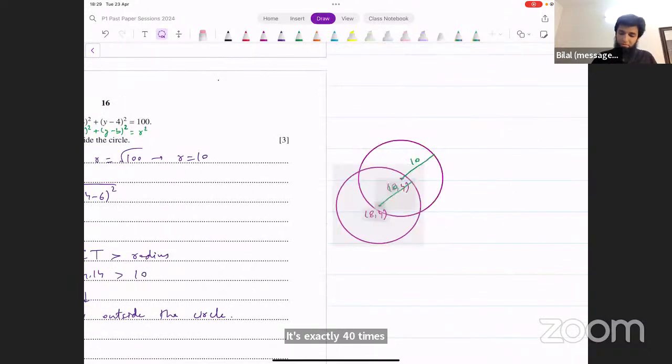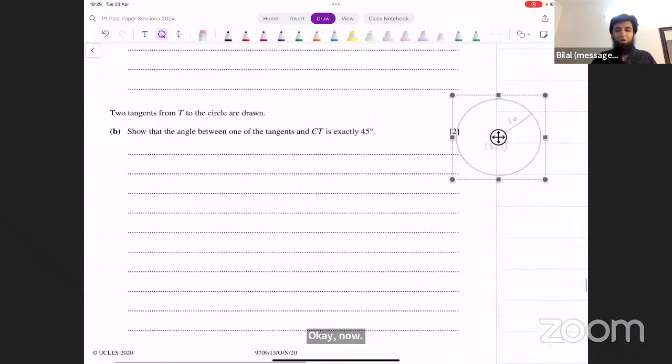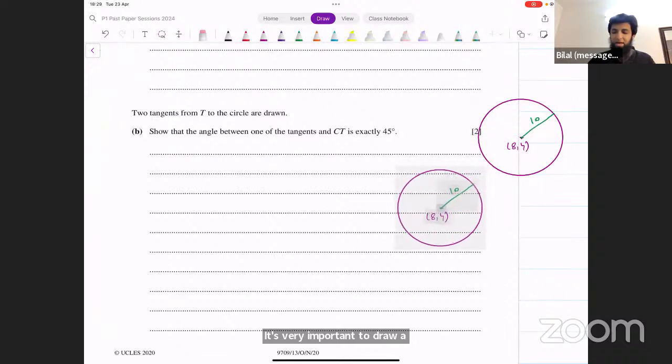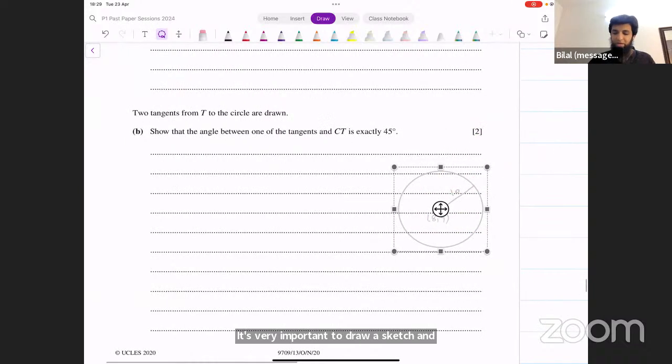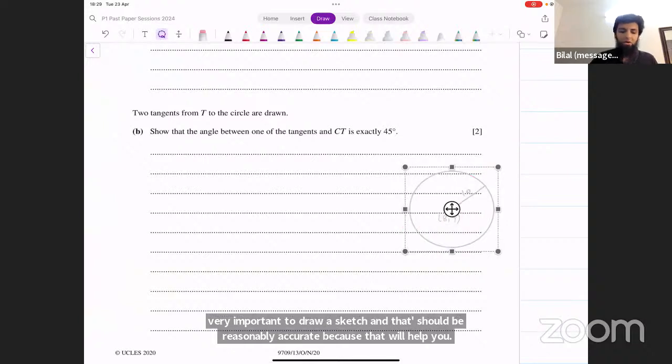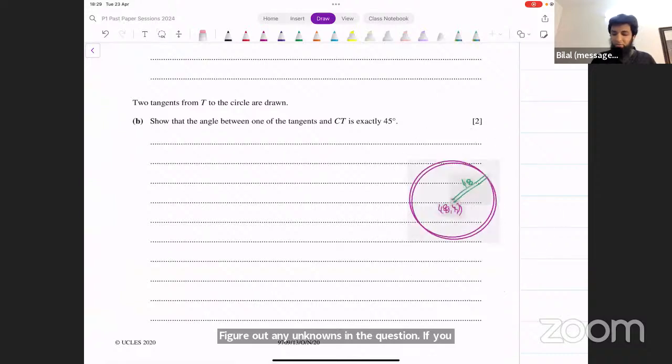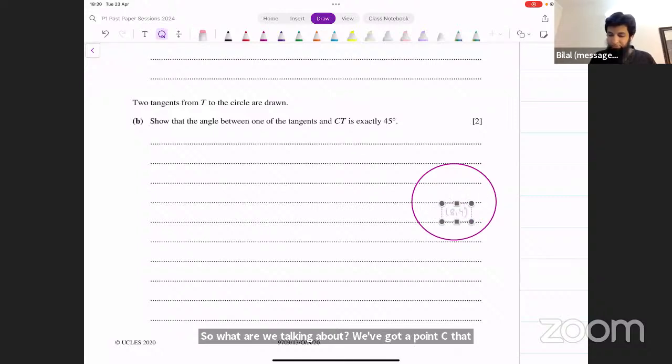Now, sketching is really important in problems like these, in circle equations questions. It's very important to draw a sketch, and that sketch should be reasonably accurate, because that will help you figure out any unknowns in the question. If you don't have a good sketch, you'll find it hard to figure out what they're asking for, in some cases at least. So draw a good sketch that helps you understand the situation. So what are we talking about? We've got a point C that is the center of the circle, that's here.